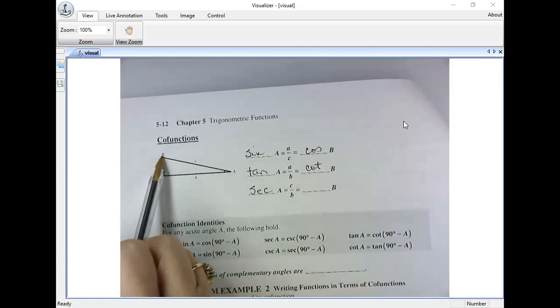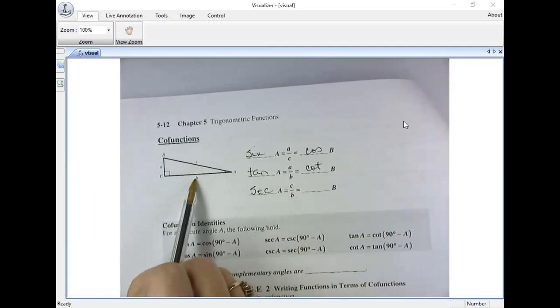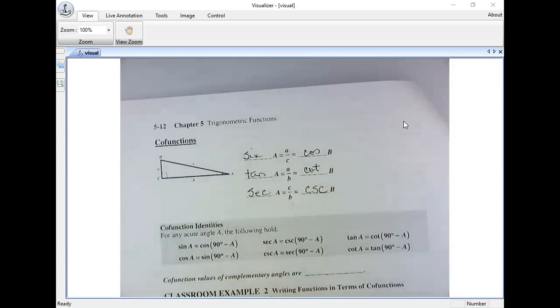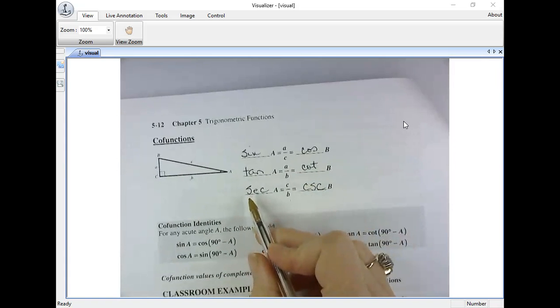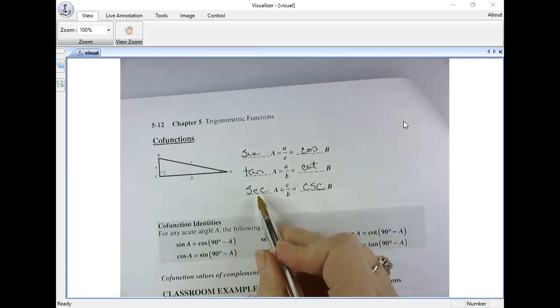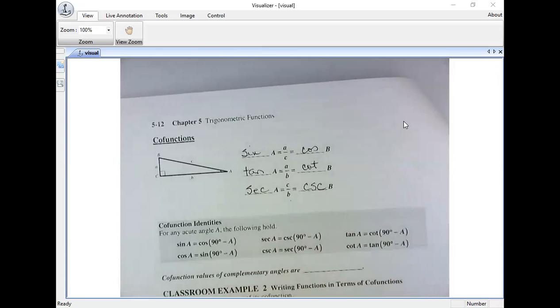If I'm looking at angle B, then this is what relationship? Hypotenuse over, instead of adjacent, it's opposite, and hypotenuse over opposite is cosecant. So that's why these are called co-functions. It would be the other angle in the triangle that would give me the same value as whatever the original of that function was. So the secant, its co-function is cosecant. Okay, tangent, cotangent, sine, cosine.